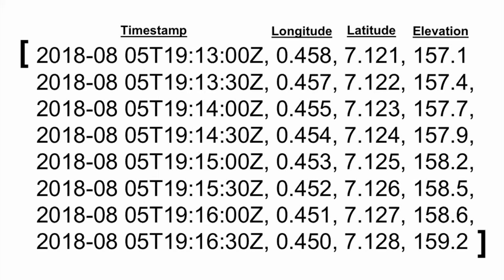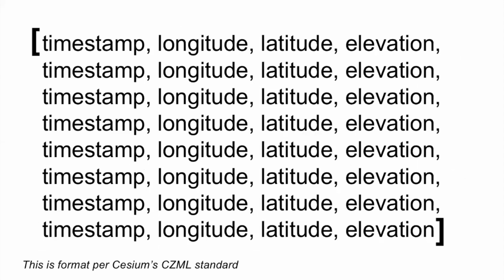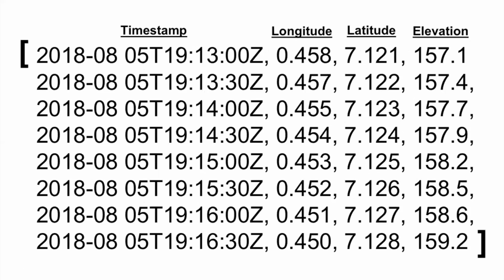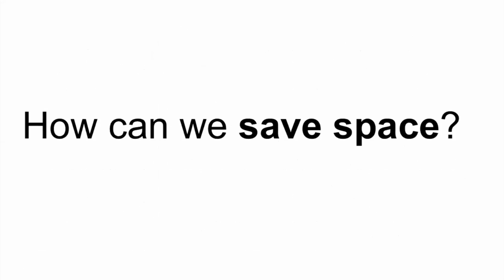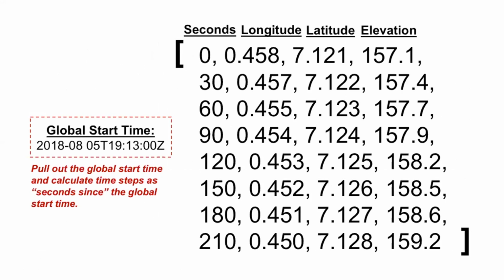And specifically what they've done, if you were to make a list like this, it would look something like this with your times, longitude, latitude, elevation. What they do, and what's part of the CZML specification, is to save space by plucking out that global start time, and then instead of having a timestamp along the way, it's a time step that is relative to the start time. So you save like 50% of the space right there.